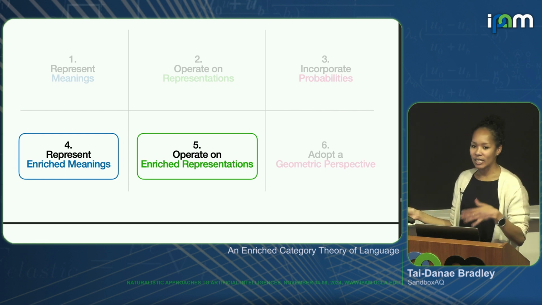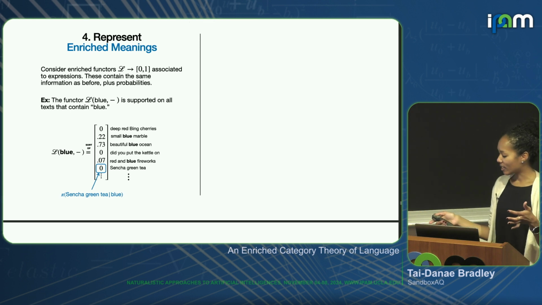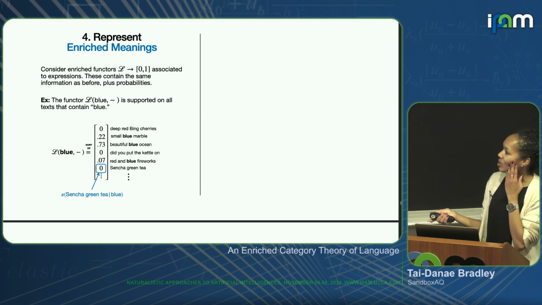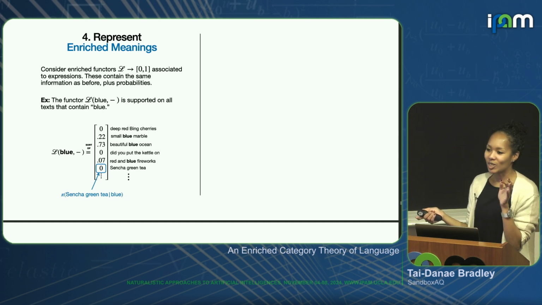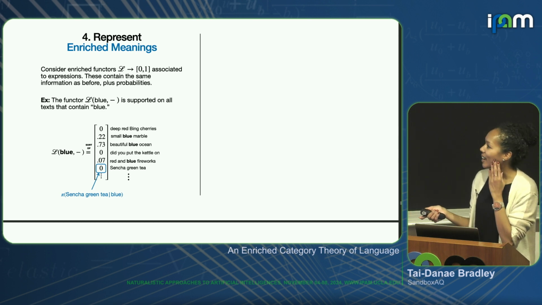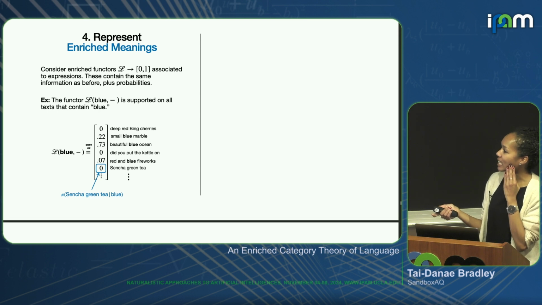And so I'm not going to spend a lot of time. I'll just tell you the end of the story there. So you can consider now enriched functors. These are like functors, but you have to modify it a little bit. But the idea is the same, associated to expressions. So there are enriched versions of representable functors associated to a word like blue.